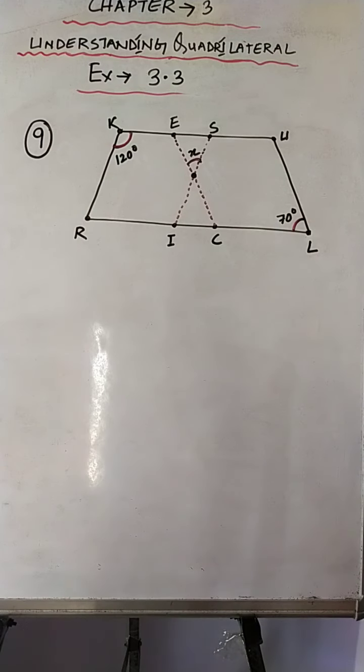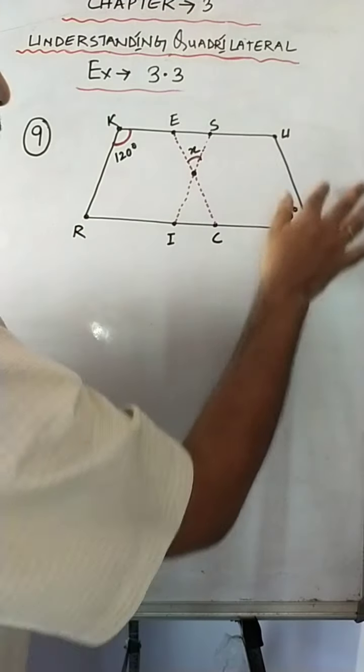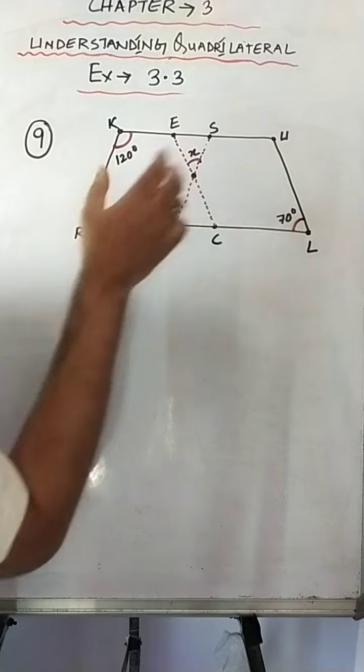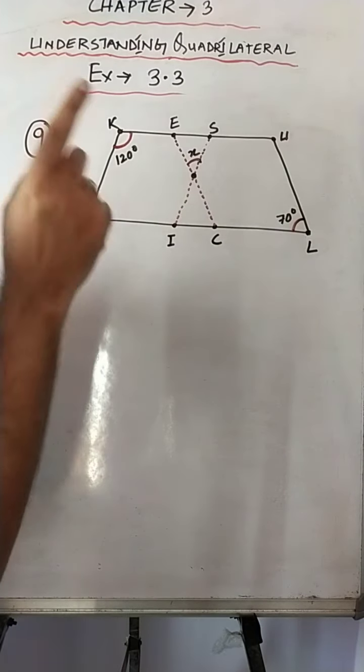So students, in this session I will explain questions number 9 and 10 of exercise 3.3, chapter 3, Understanding Quadrilaterals. Now in question number 3 you see this figure. This whole figure is a trapezium. Now this trapezium is a combination of two parallelograms. Just watch it very carefully.